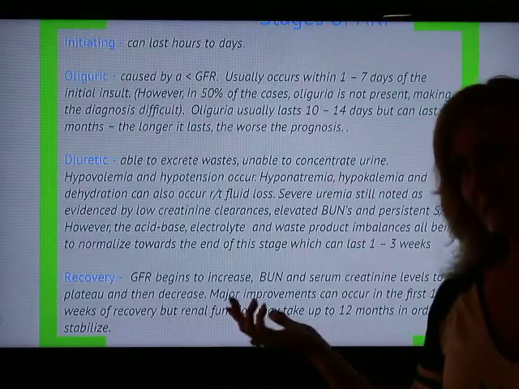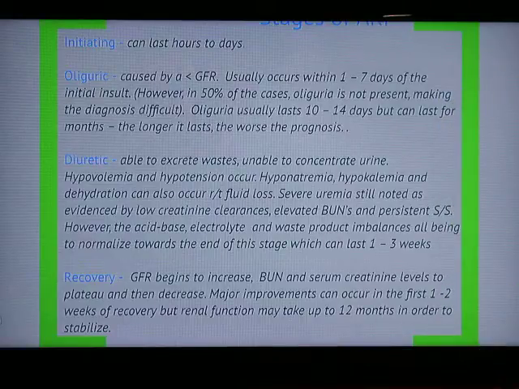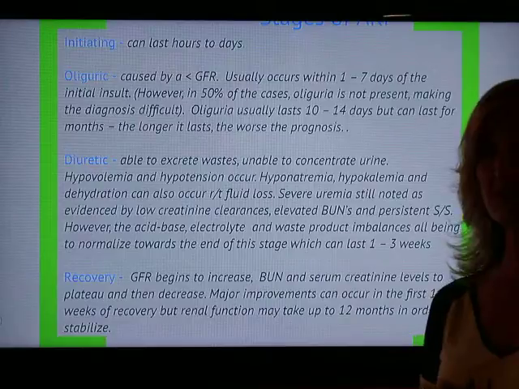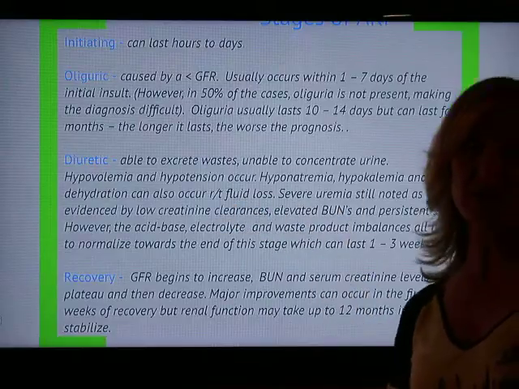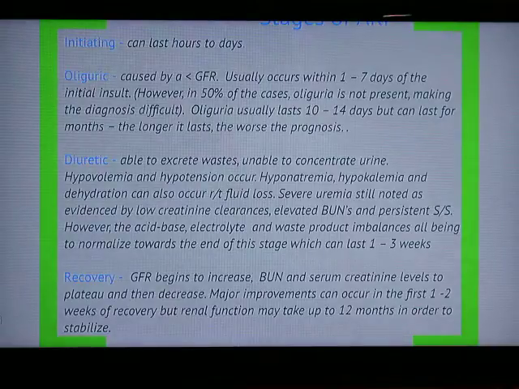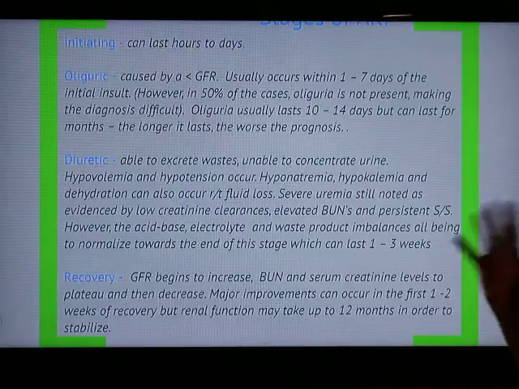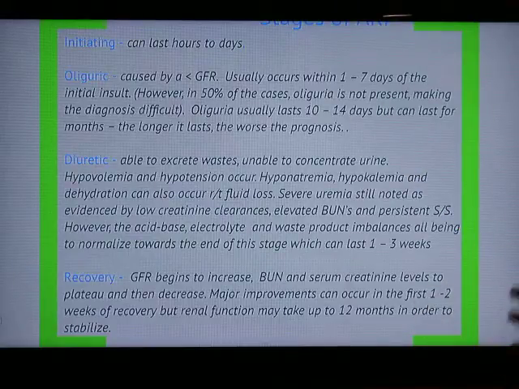But sometimes if it's mild enough and the patient was healthy enough, they might not have this oliguric phase at all, which makes the diagnosis a lot more difficult, and then you might not be able to identify it until it's too late. The key with this is identify it and treat it early, because the longer it lasts, the worse the prognosis is. So this phase typically will last maybe up to 2 weeks. It can last longer in your patients who have other comorbidities.